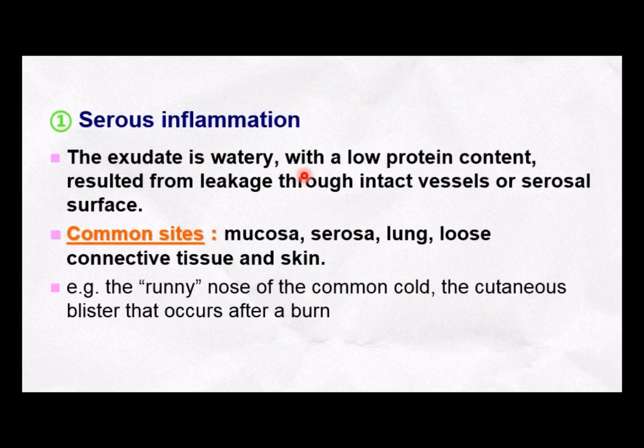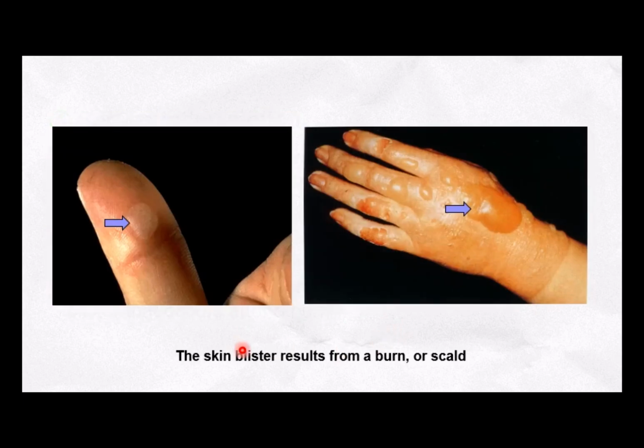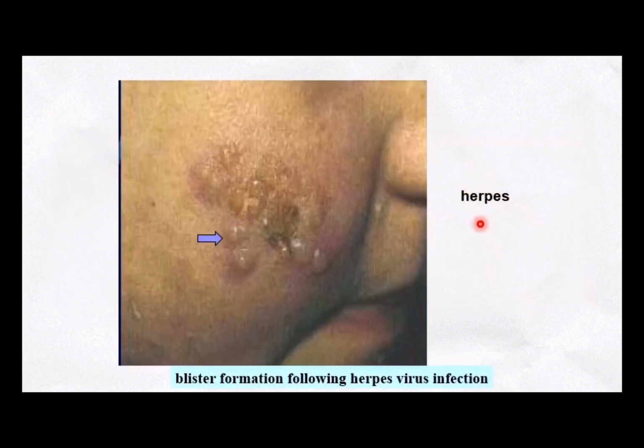Serous inflammation, as the name implies, the exudate derived from blood or serosal lining cells, is watery with a low protein content. Serous inflammation is commonly seen in mucosa, serosa, lung, and loose connective tissue and skin. For example, the running nose of the common cold and the cutaneous blister that occurs after a burn. The two pictures show the skin blisters resulting from a burn or scald. This picture shows the skin blisters resulting from herpes virus infection.